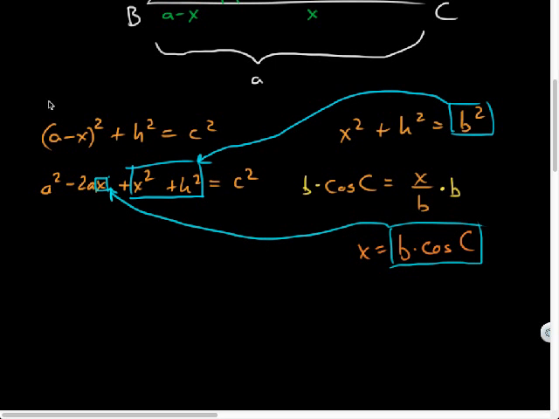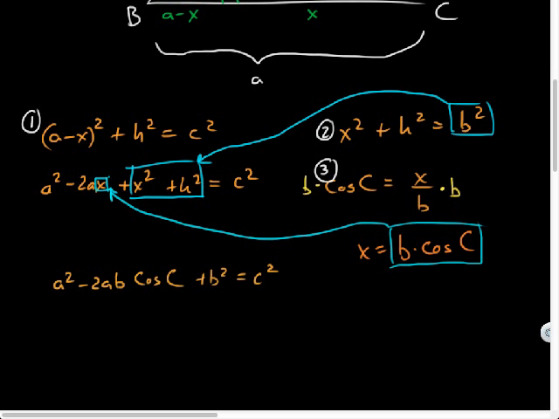Right, so I had actually three starting points. I had this equation, I had this equation, and I had this equation. And I'm pulling them all together to eliminate variables, and just try to simplify this into a fact that's very easy to see. So let's see, what's this going to look like as my final product? It's going to be a squared minus 2 times a times, and instead of x, it's going to be b cosine of c. And then x squared plus h squared is being replaced with b squared. And that's equal to c squared.